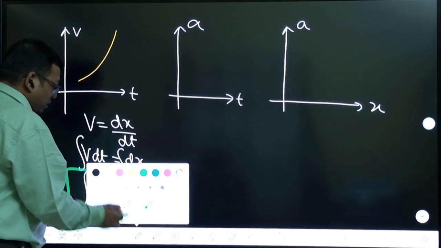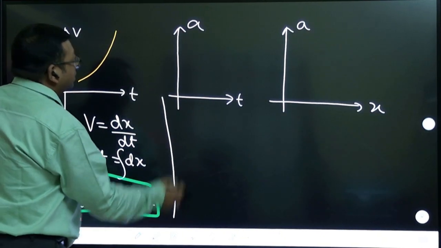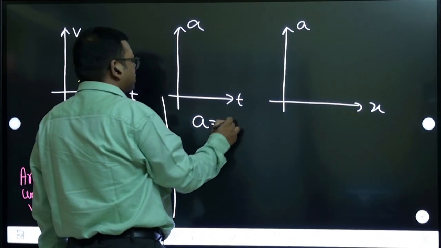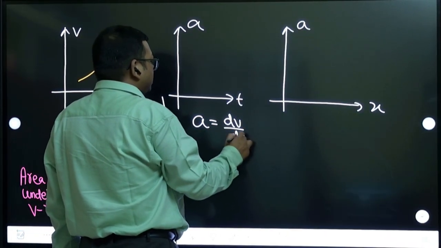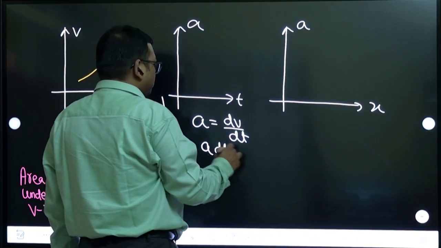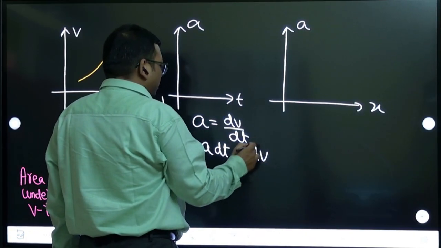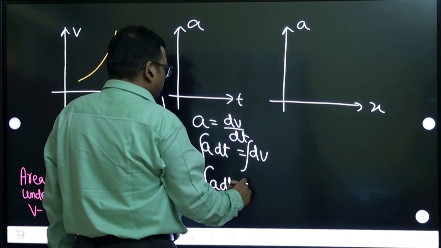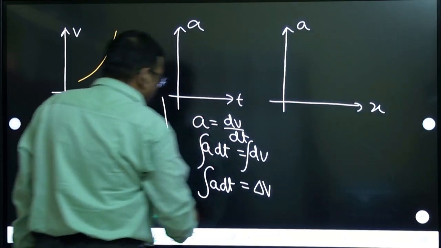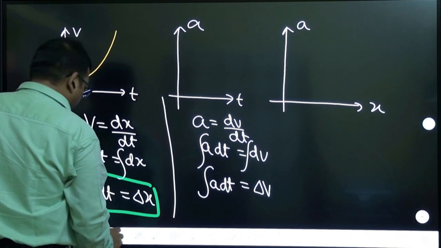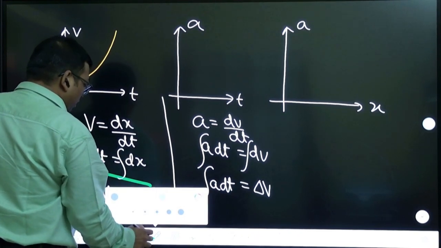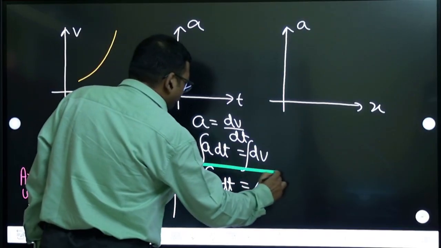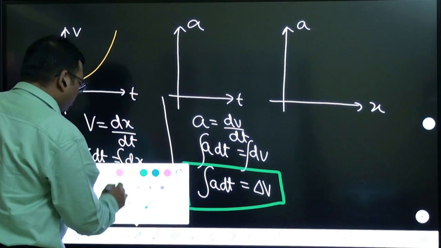Okay. Next, what is this acceleration time graph? Acceleration is dv by dt. Again, same thing: acceleration dt is equal to dv, and then you integrate both sides. So the integration of a dt is equal to delta v. This gives us the area under the acceleration time graph, which gives what? Change in velocity.